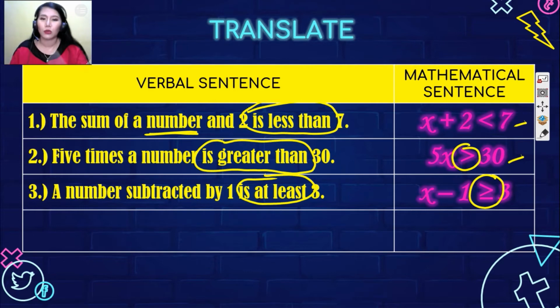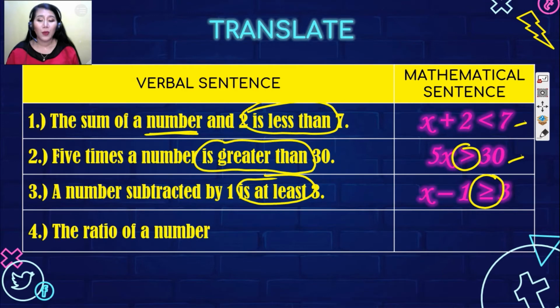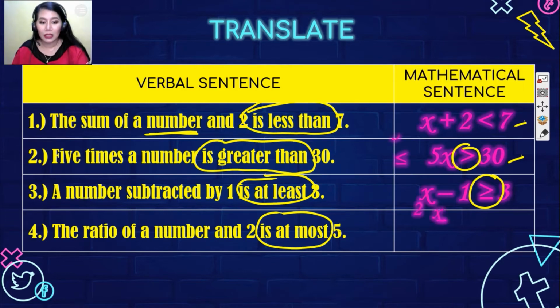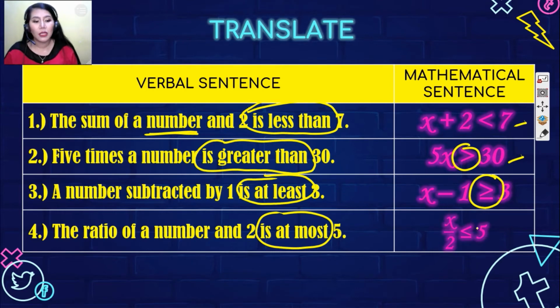Merong or equal to. Next, number 4, the ratio of a number and 2 is at most 5. So, is at most 5, ibig sabihin, pinakamataas na yung 5. So, kung pinakamataas na yung 5, ibig sabihin, pwedeng 5 pababa. Okay? So, yan. Our inequality will be, yan. So, etong symbol na to, we use it for is at most or is less than or equal to. So, you will see na parang eto lang siya, pero merong equal sa ilalim. Okay? So, that is how we're going to translate verbal sentences into its mathematical sentences.